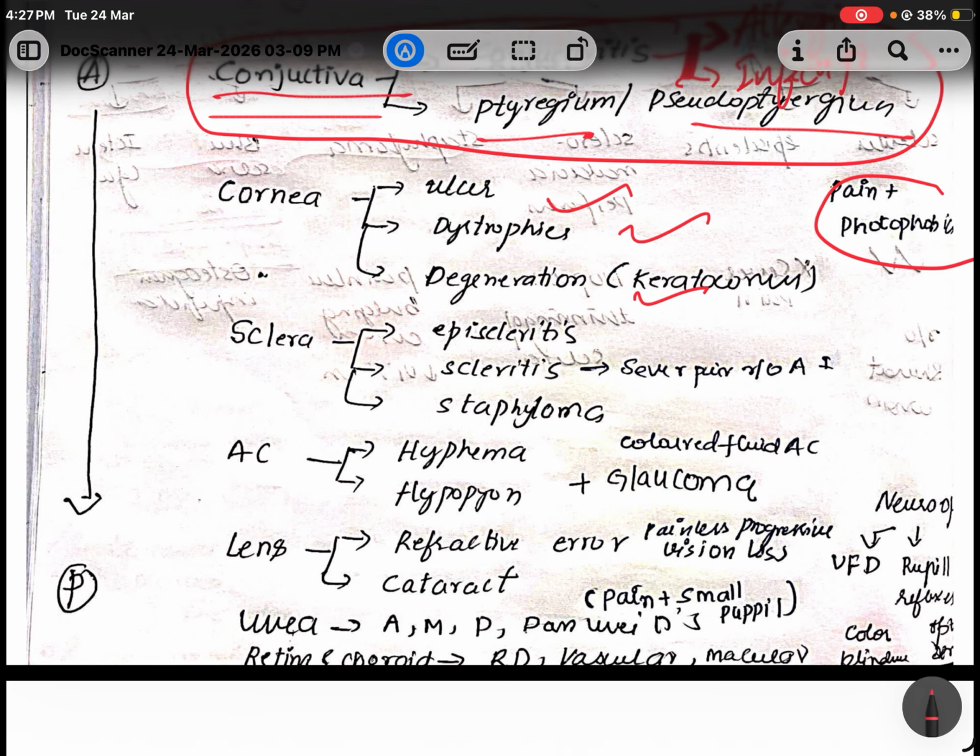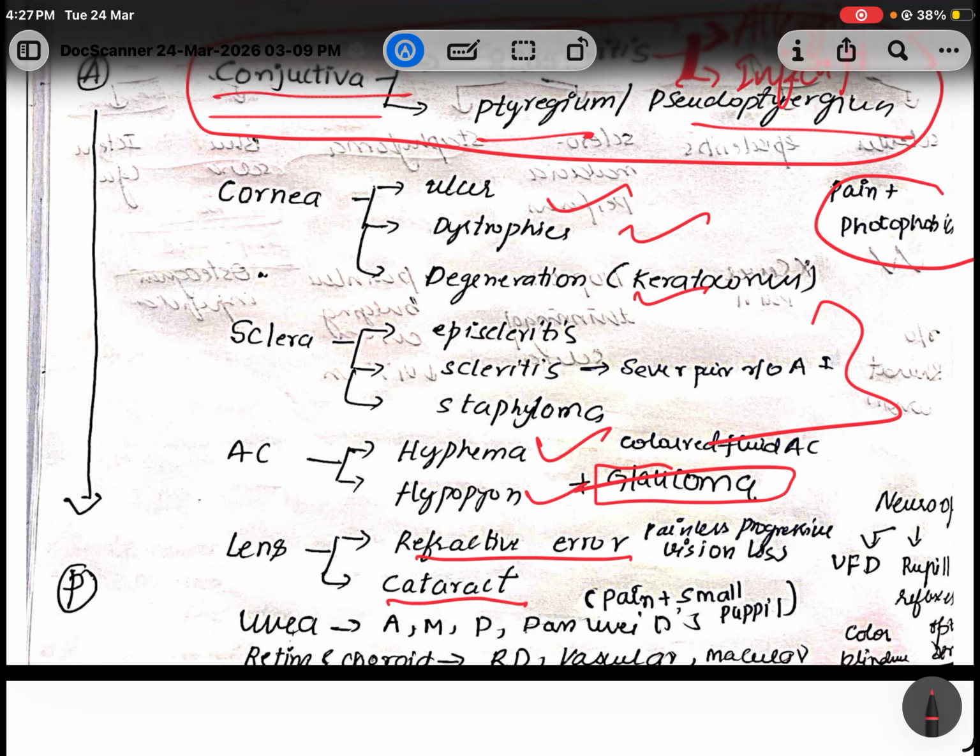Coming to the sclera, the only important things are episcleritis, scleritis and staphyloma. Then the anterior chamber, with hyphema and hypopyon as the two things. Hyphema is nothing but blood, hypopyon is nothing but pus. I have also clubbed glaucoma under this part because it's related to aqueous humor. Then diseases of the lens: refractive error or cataract. At the end we'll come back and revise it so that we have a conceptual memory of things.